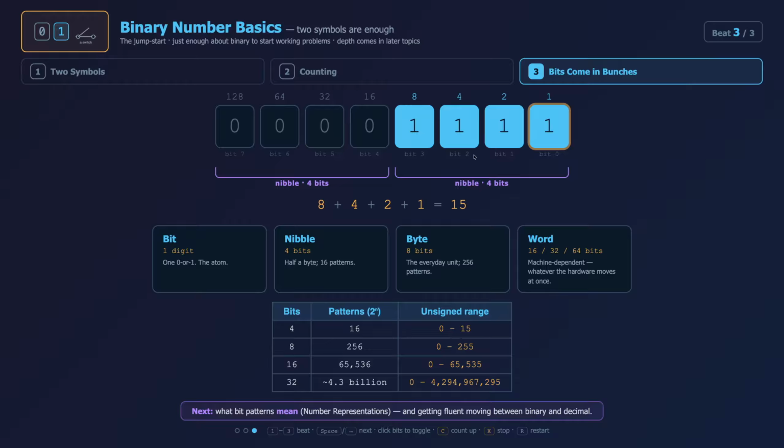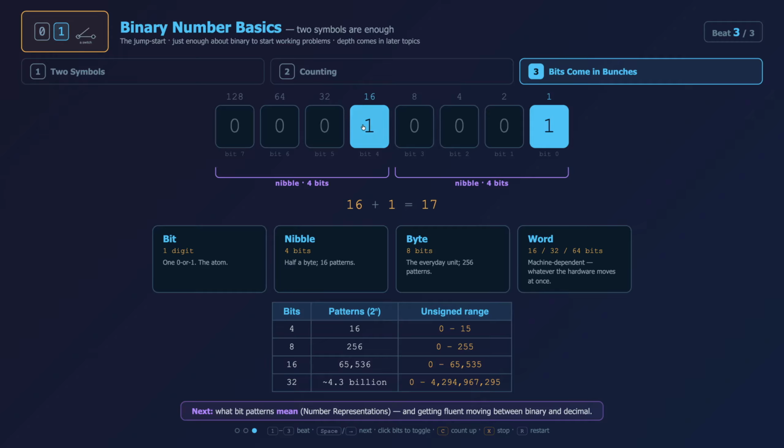Now I've got here 1, 1, 1, 1 in the lower nibble position. That takes the lower bit values, so this would be 15. If I turn this off and this one on, now I have 16 plus 1, which is 17. You get the basic idea. If I added this one, I'd now add 32 to 17 and get 49. That's the idea.